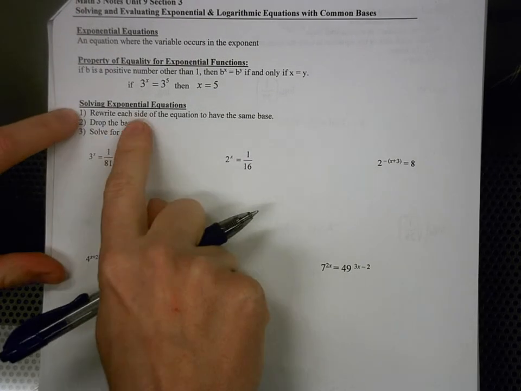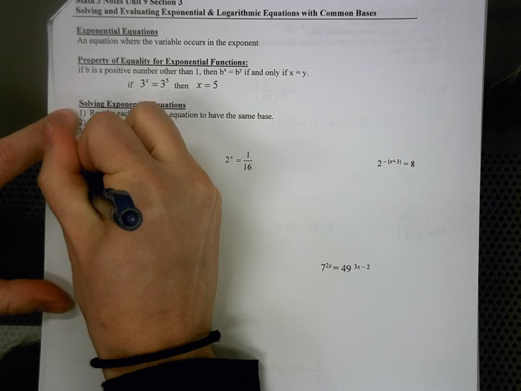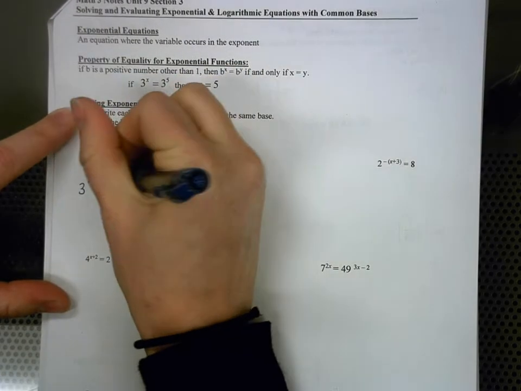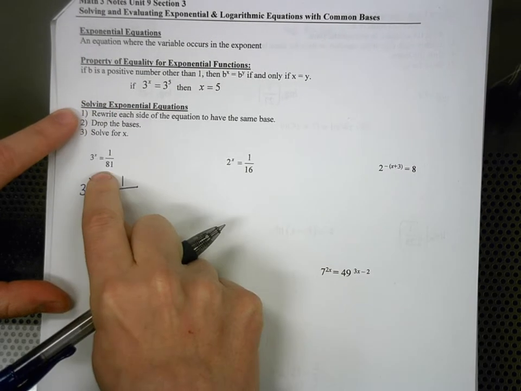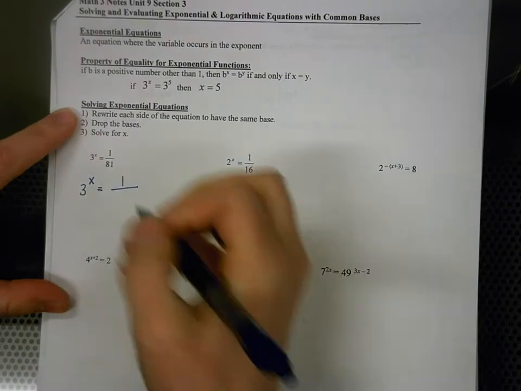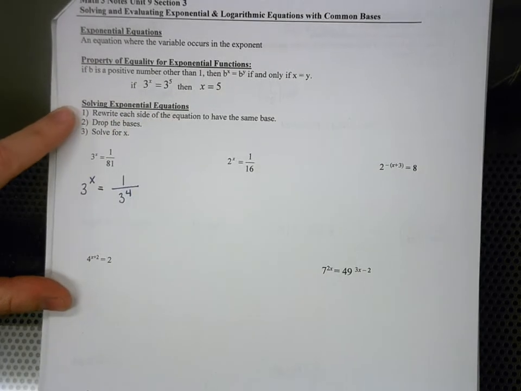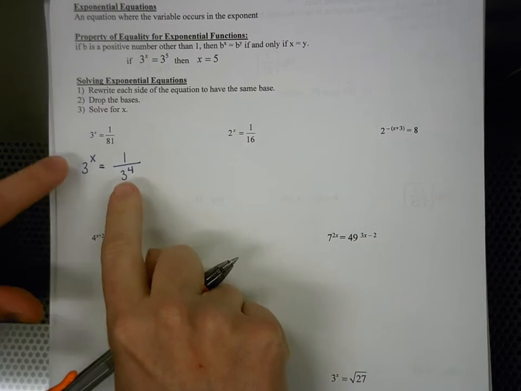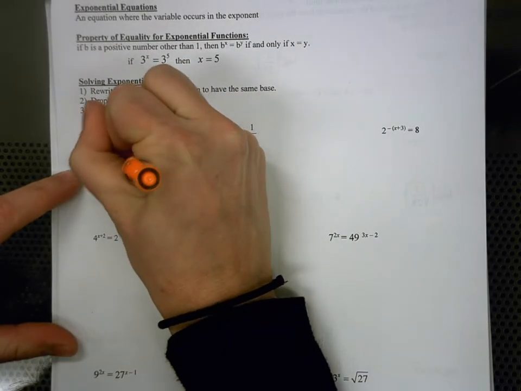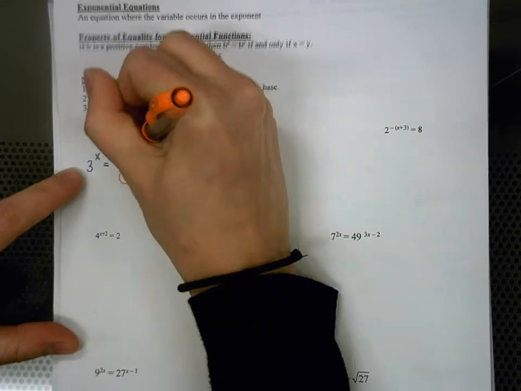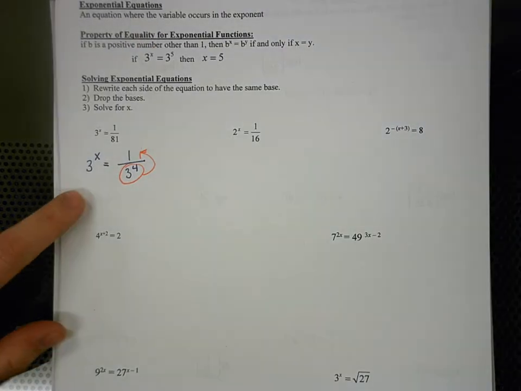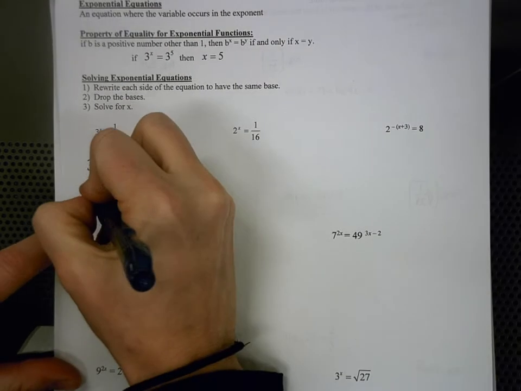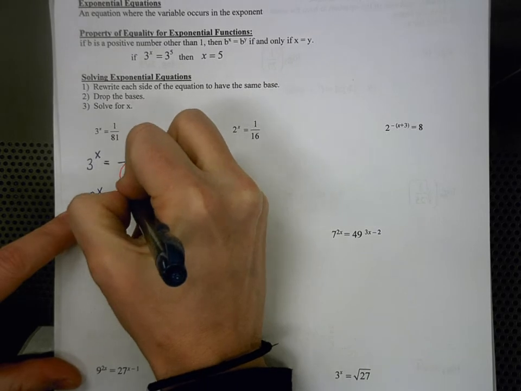So number 1, rewrite each side of the equation to have the same base. So 3 to the x is going to stay exactly the same because 3 is a prime number. I can't make that any smaller. And then I'm going to rewrite 81 as 3 to the 4th power. And since I have a fraction here, we know that these don't match up perfectly, so I want to take that denominator and move it across the fraction line. Anytime you move a base across a fraction line, its exponent becomes the opposite. So right now it's positive 4, it's going to change to a negative 4.